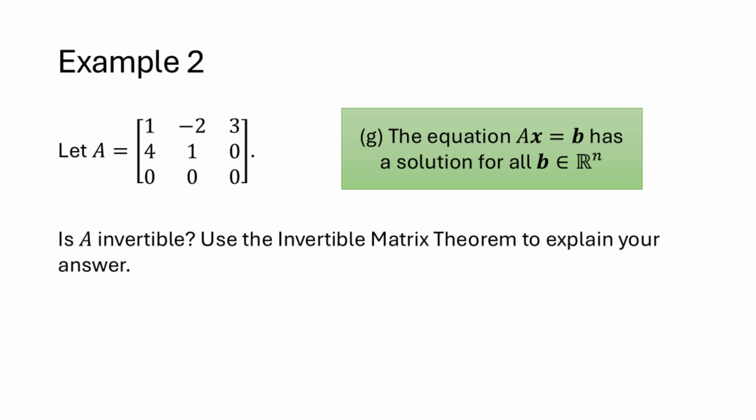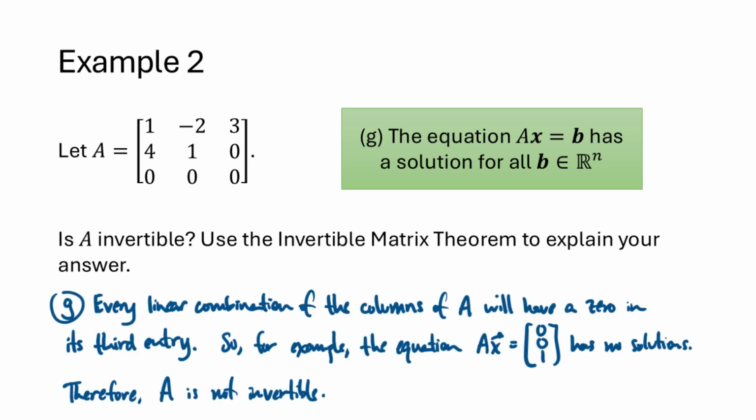But because we have that row of zeros, any linear combination of the columns of this matrix must necessarily have a zero in its third entry. So any vector that doesn't have a zero in its third entry, like the vector 0, 0, 1, for example, will not be able to be produced as a linear combination of the columns of A. And so that means that the equation AX equals 0, 0, 1 has no solution. There's no way that you can multiply A times any vector to produce the vector 0, 0, 1. And so that means that by the invertible matrix theorem, our matrix A is not invertible.